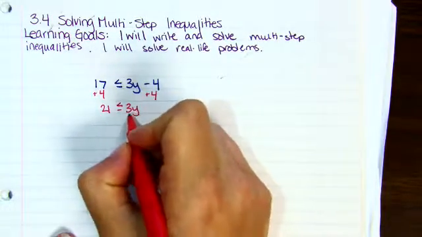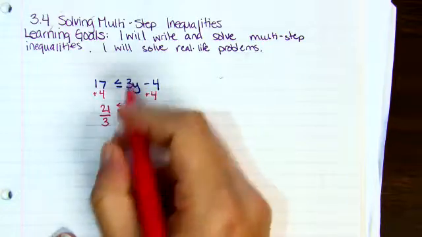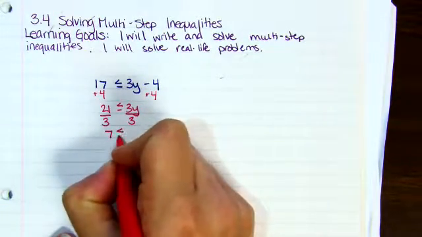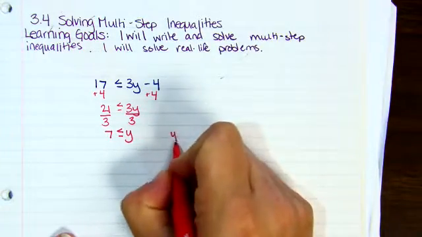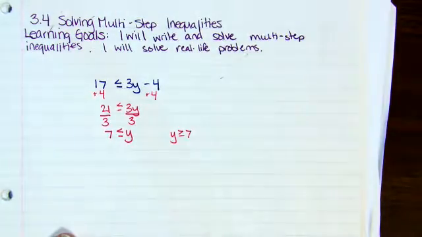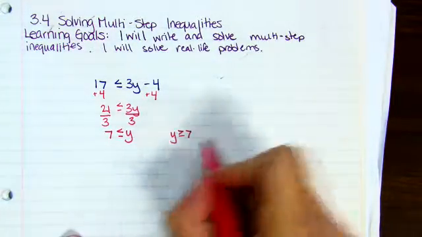And now I can just divide each side by 3 because 3 is a positive number. Nothing about my inequality changes. And I get 7 is less than or equal to y. Another way of writing that would be y is greater than or equal to 7. That might be a little easier to think about when you're graphing it on your number line.